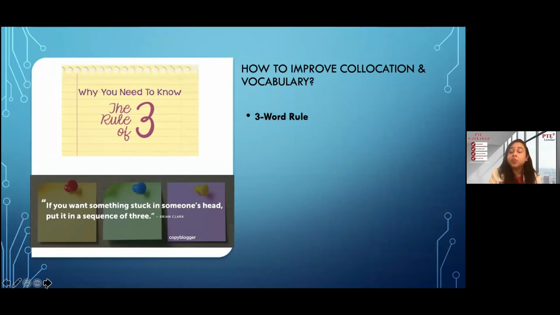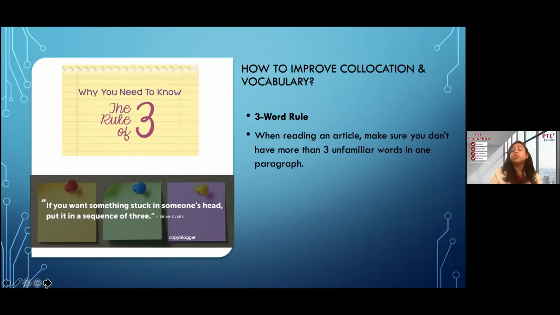Use this 3-word rule. This is a highly effective and very useful strategy when you are reading some books, novels, or articles. Okay, so what is the rule? When you're reading an article or a story, maybe a children's story, make sure you don't have more than 3 unfamiliar words in one paragraph.